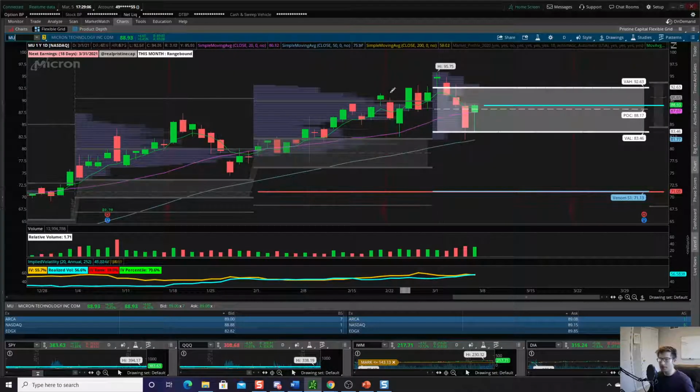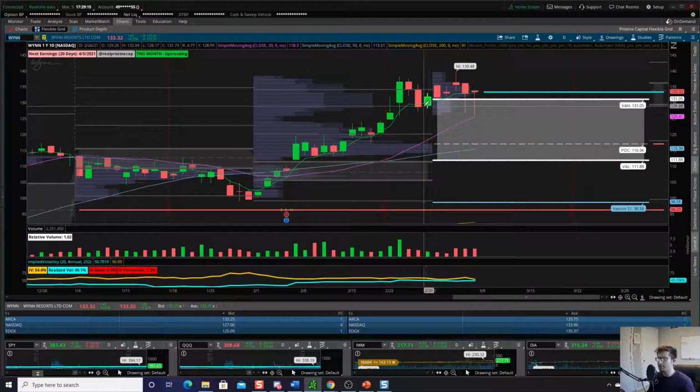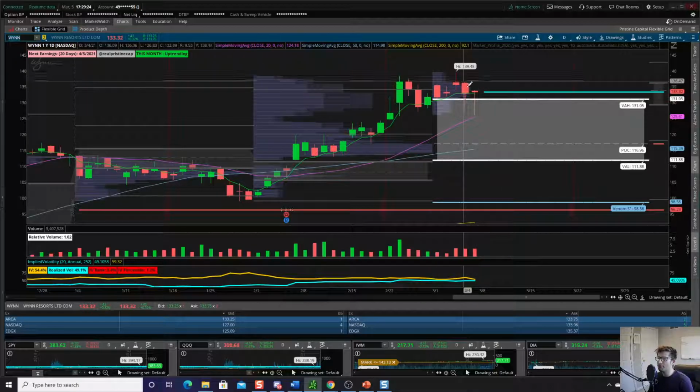I had taken a target on half the position, and now we just got a really nice pullback in some of these names. So like Wynn, there's some good news about it today too. I think they got their sports book approved. But yeah, above the 20-day simple moving average, it's above the monthly value area as well. It's held up really nice during this corrective sequence in the market.